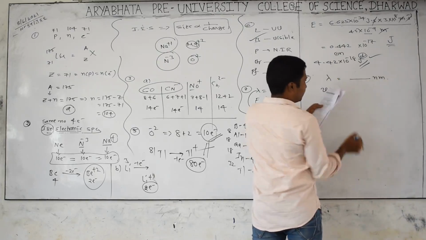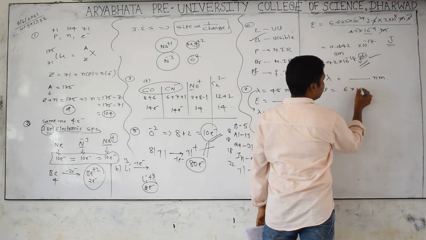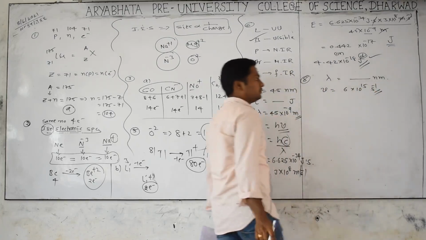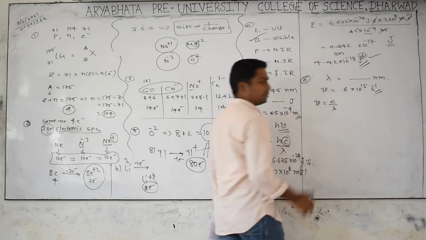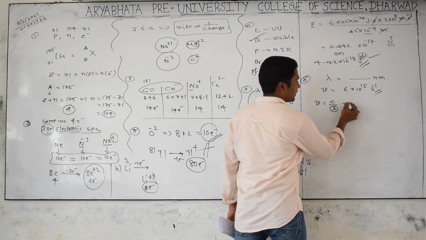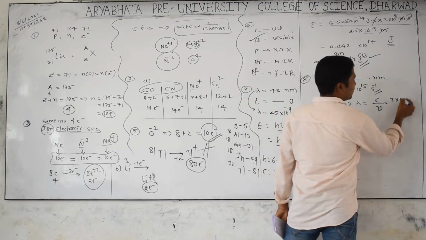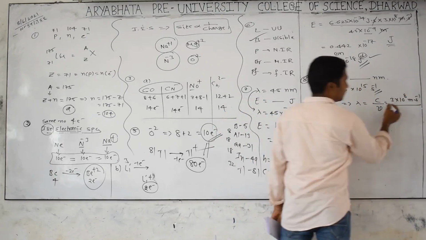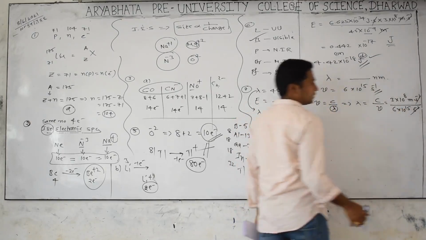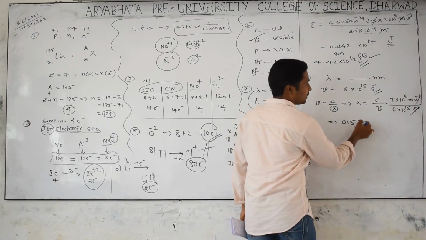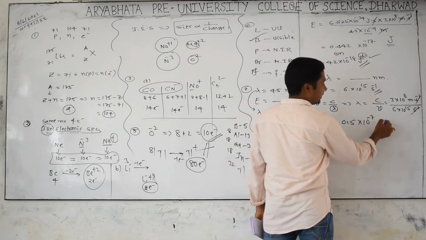And the frequency is given. How much? 6 into 10 to the power of 15 second inverse. What can be done? Yes, nu is equal to C by lambda, that formula we have. You want lambda, so separate it: lambda is equal to C by nu. C is 3 into 10 to the power of 8 meters per second, divided by the frequency 6 into 10 to the power of 15 second inverse, which cancels. Now you are getting the answer 0.5 into 10 to the power of minus 7 meters.